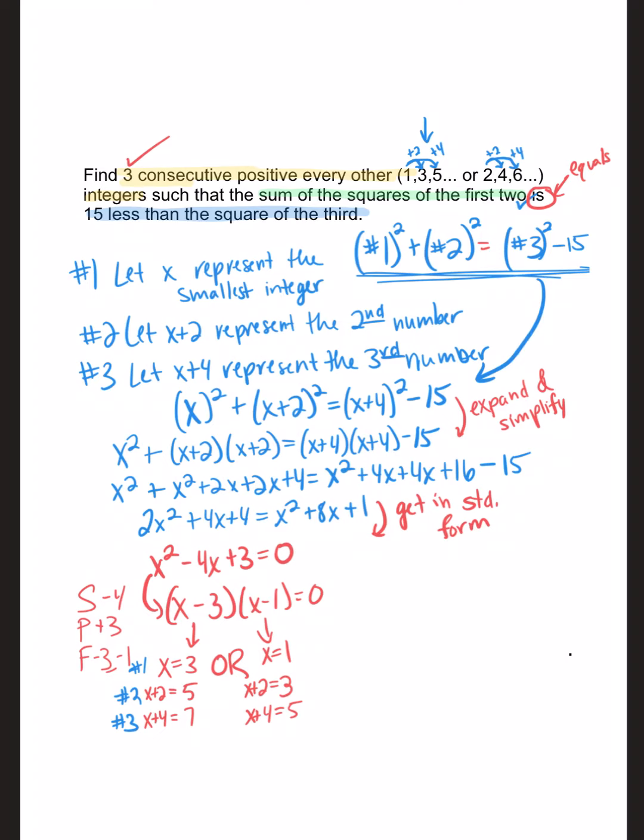So we could say, therefore, the 3 consecutive integers are either 1, 3, 5, or, because remember we had 2 solutions, 3, 5, and 7.